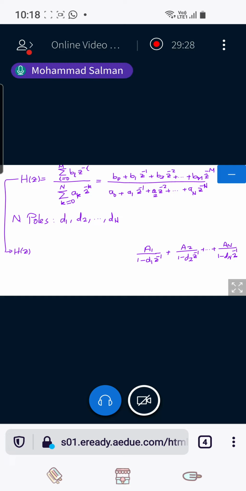But what we have done here, ladies and gentlemen, we have assumed that the degree of the numerator is less than the degree of the denominator. Because we don't know. We have the degree of the numerator as m and the degree of the denominator as n. I am assuming if the degree of the numerator is less than the degree of the denominator, I have this scenario. What if the degree of the numerator equals the degree of the denominator? What will happen?